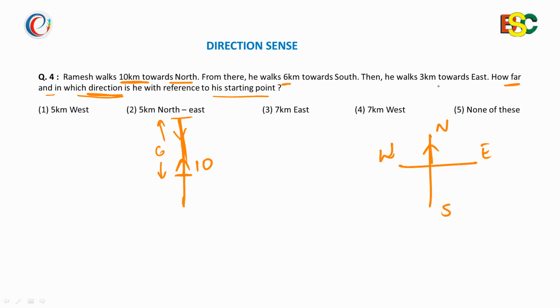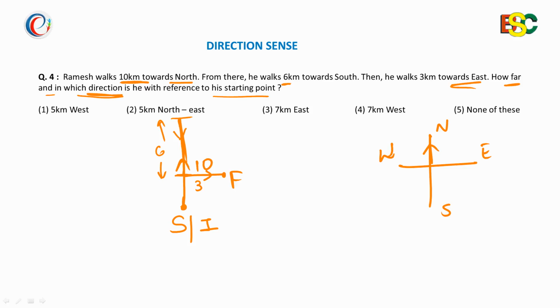Then he walks 3 kilometers towards east. So he travelled here. This is east direction and 3 kilometers he walked. How far and in which direction? This was our starting point. He reached here. This is our final point. You can say this as starting or initial point, any. And this is the final point.